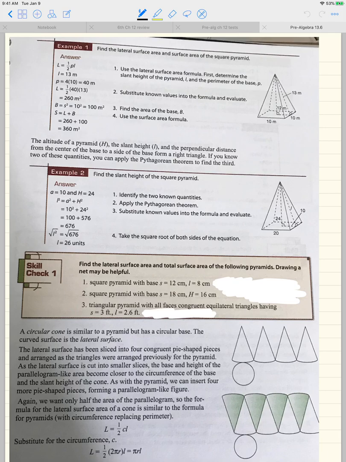Lateral surface area, big L, is equal to 1/2 times the perimeter times the slant height. Here is the slant height, the height of each one of those triangular faces, so it is 13. And what is the perimeter of the base? Well, it's a square base. Each one of the sides is 10 meters. So the perimeter of the base is 4 times 10, 10 plus 10 plus 10 plus 10. 4 times 10 is 40.